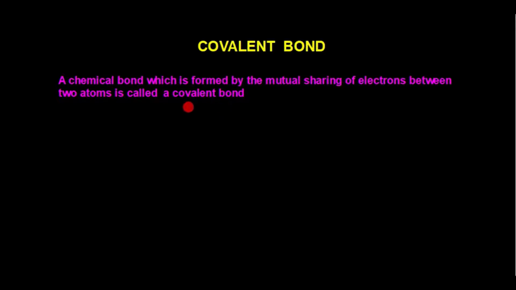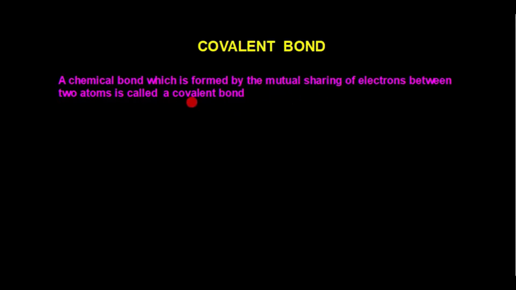It means a covalent bond is a chemical bond which is formed by the mutual sharing of electrons between two atoms. Mutual sharing means equal sharing of electrons. It means both the atoms forming the covalent bond contribute equal number of electrons. That's why this type of sharing is known as mutual sharing.